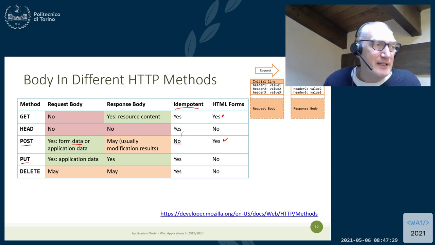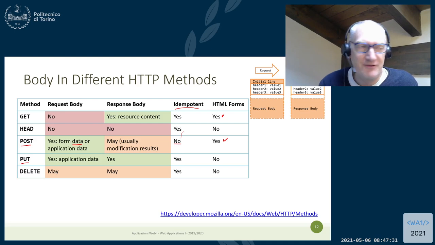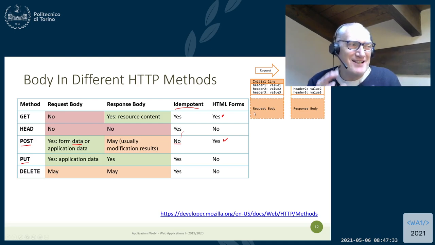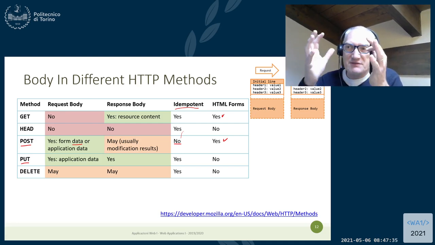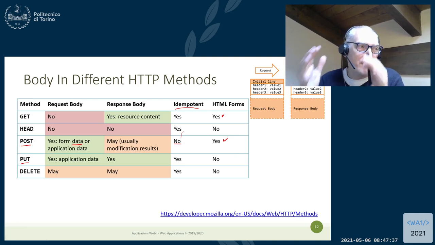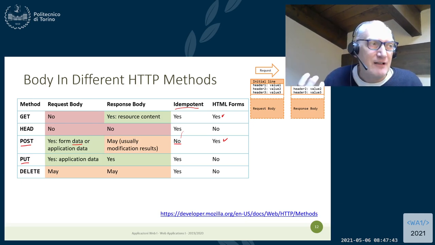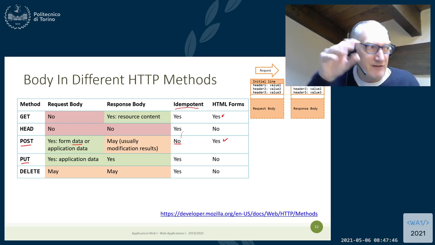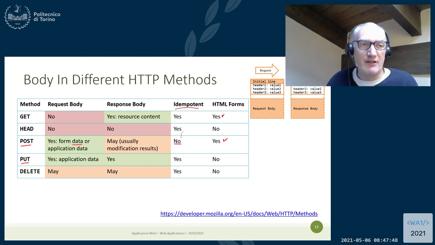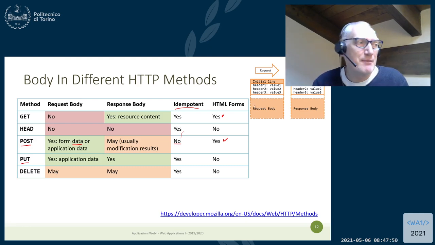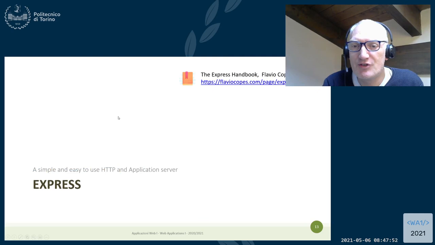We will get more familiar with these methods today. We'll translate these characteristics, which you find in the documentation of the HTTP protocol at the network level, to the application level, where we see how to exploit these different characteristics of the methods for describing what kind of APIs we want to achieve.